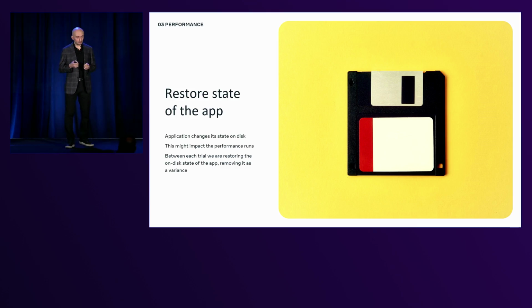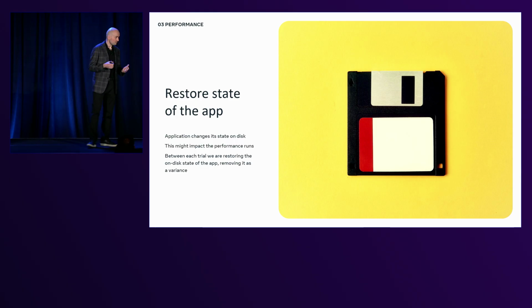That's why what we do at Meta is we take a snapshot of how the on-disk state of the application looks after the first trial and restore it before each of the trials. This approach minimizes the noise coming from the different on-disk state and allows us to detect even smaller performance regressions.